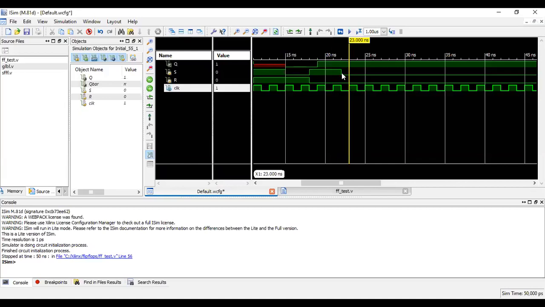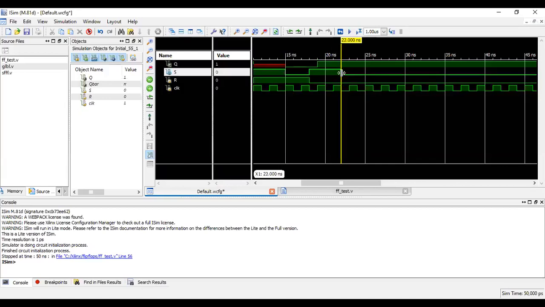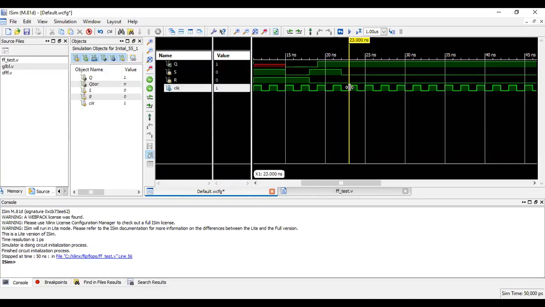But you can see the S and R values have changed during the negative edge, but still the output is not getting updated. It will get updated only during the positive edge of the flip-flop. So this is all regarding your flip-flops. Now we'll see the SR latch and how it can solve one problem.